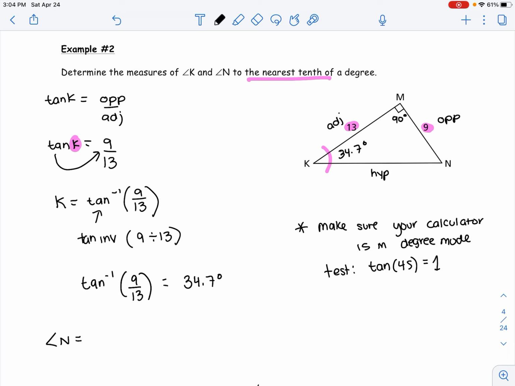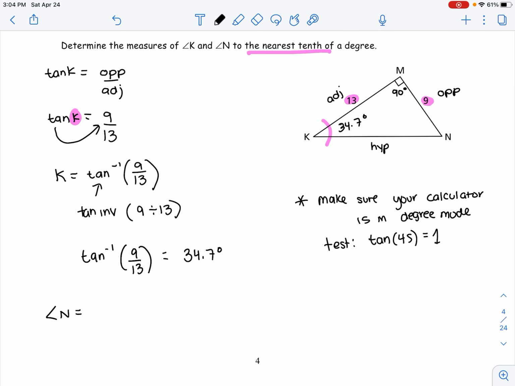What you guys need to remember is that all angles in a triangle should always add up to 180. So to find angle N, we have to do 180 degrees minus the other two angles we already have, and that will give us the missing piece. So 180 degrees is what all three angles should add up to.